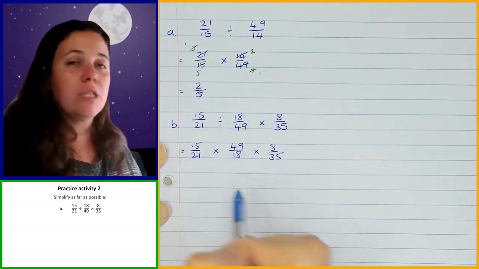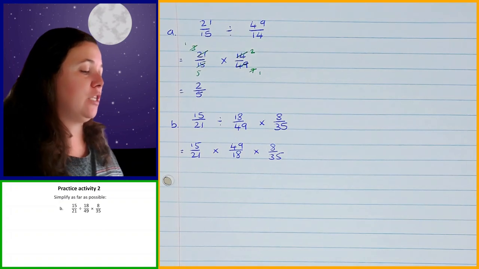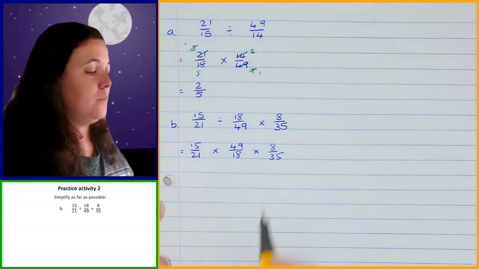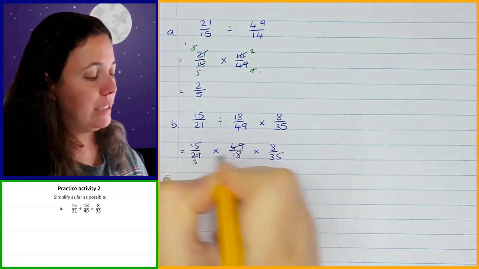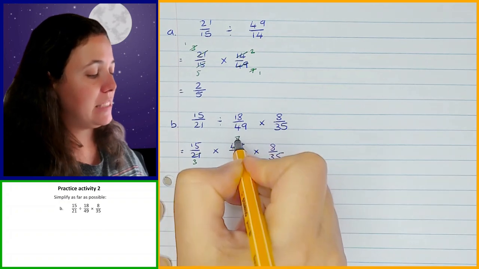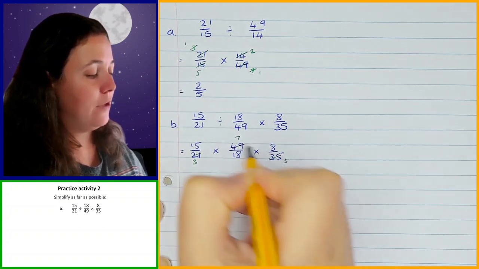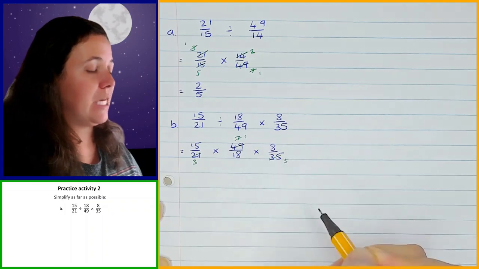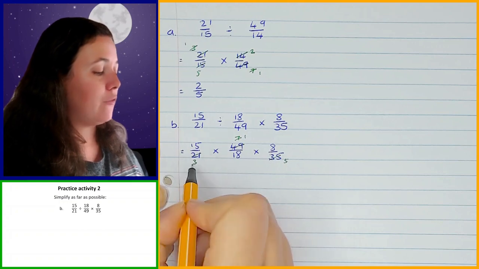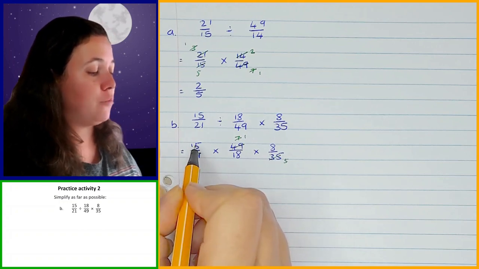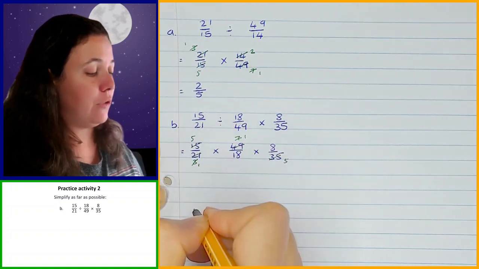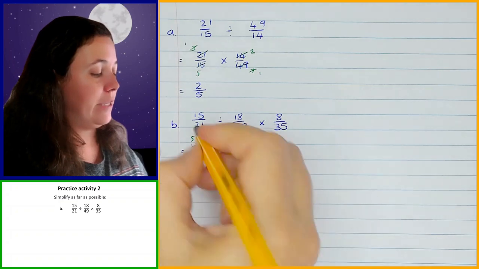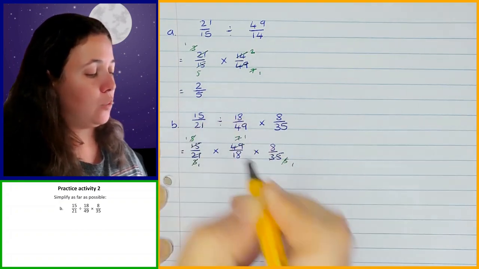Now that I've got all multiplication, I can go and I can do my simplification. So I can say over here, 21 and 49 are both divisible by 7. 7 goes into 21 3 times, 7 goes into 49 7 times. And then 7 goes into 7 and 7 goes into 35 like that. So that becomes 1 and this becomes 5. Over here, then I've got 3 left, which I can divide into my 15. 3 goes into 15 5 times and 3 goes into 3 once. Then I've got 5 over there and 5 over here, so I can simplify those, giving me 1 and 1.